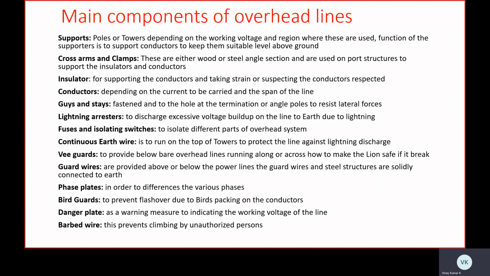Next thing is lightning arresters. Mainly these lightning arresters are used to discharge excessive voltages. Lightning arresters are used for discharging the excessive voltage that builds up on the line to earth due to lightning. Whenever lightning strikes, at that time we need to discharge the excessive voltage levels along the current carrying conductors, and also to protect our equipment, our substations and our structures, we use lightning arresters.